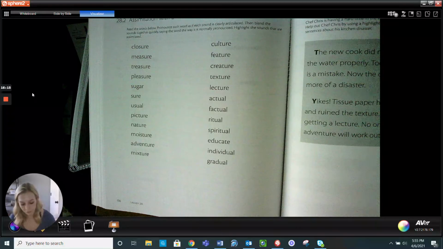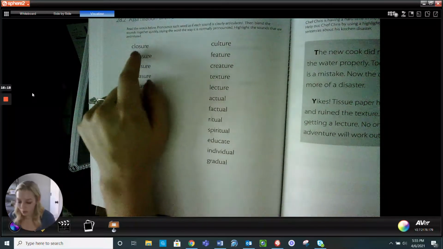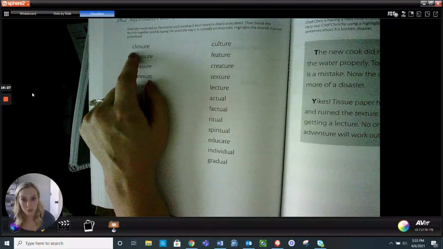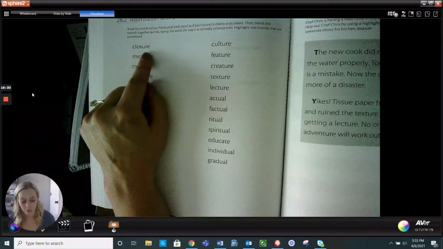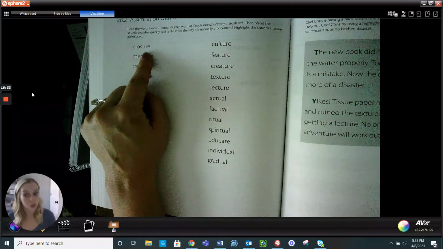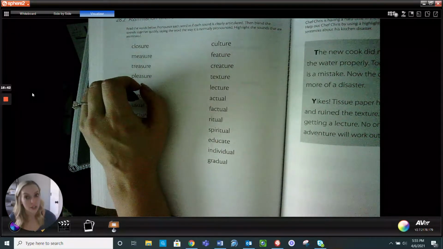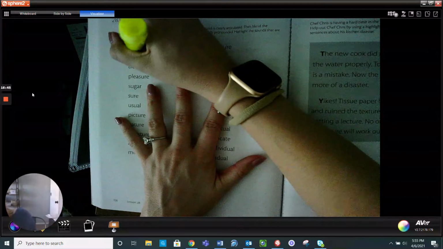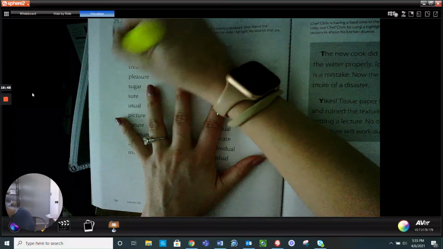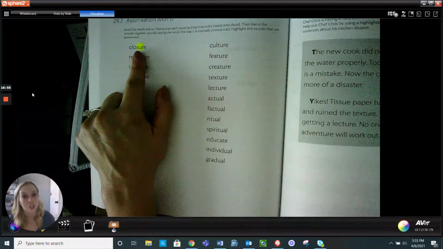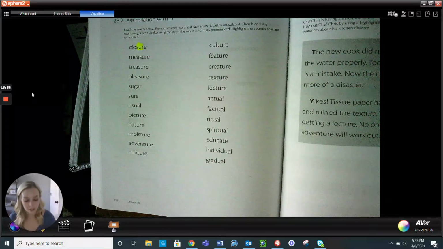All right. We have closure. Now let's read each sound as if it was clearly articulated. Closure. Okay. But the word is closure. So what letters are being assimilated here? Which ones change? Remember, assimilated means change. The S-U-R. Closure is actually the word closure. You can hear the zhr there.